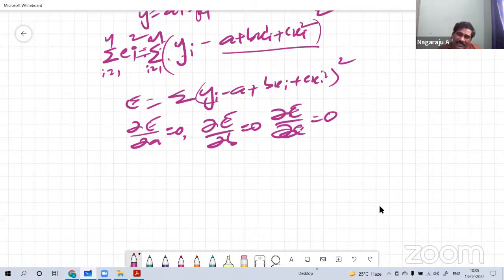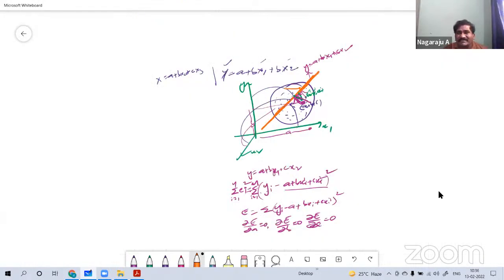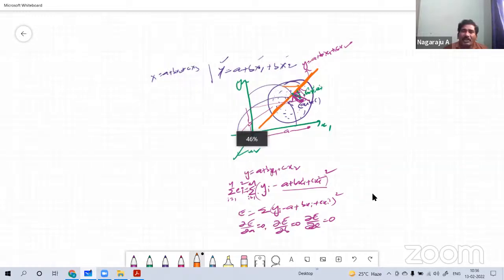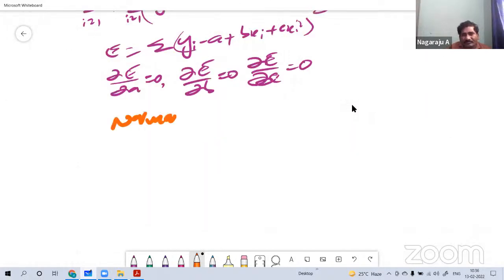So the straight line is constructed. That equation is called a regression equation. From that regression equation's point of view, I am going to construct the normal equations.